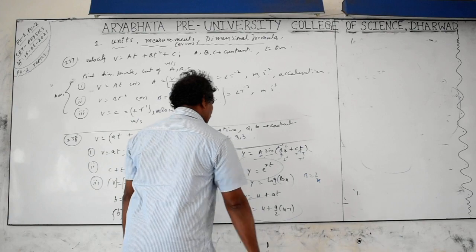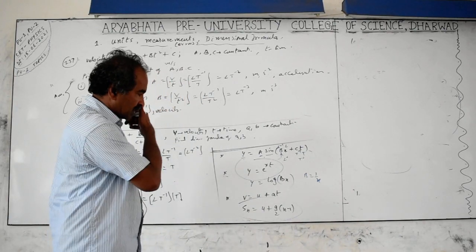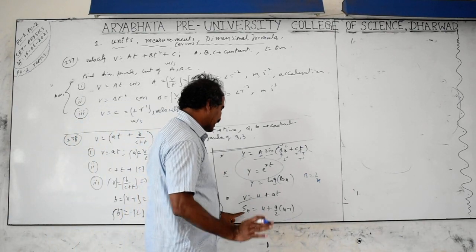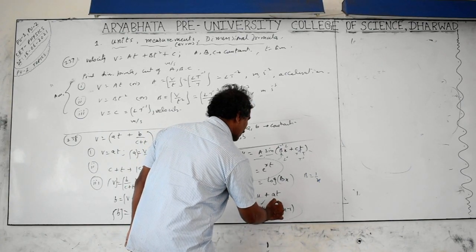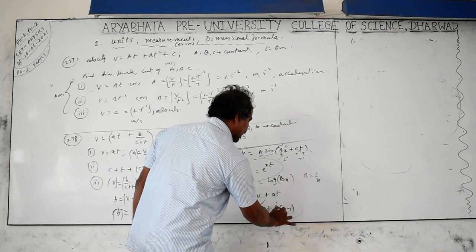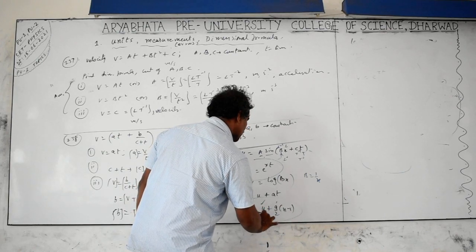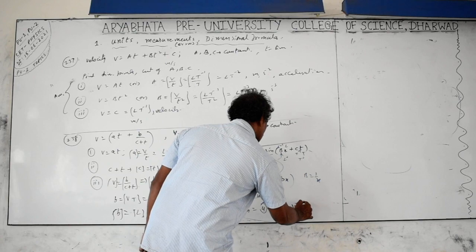This one, the last one: Sn equal to u plus a by 2 into (2n minus 1). This n is a time here. Displacement in the nth second. The right side is a velocity. Velocity is supposed to be added to velocity. So this is nothing but a by 2, no dimensions. N minus 1, 1 is a number, no dimensions. So this is supposed to be velocity. So this is a velocity.